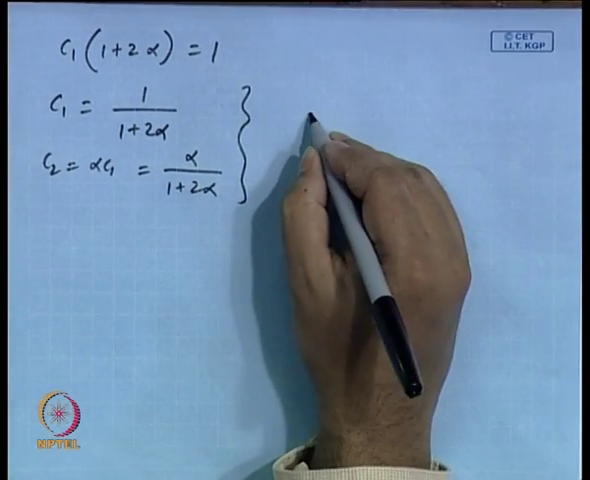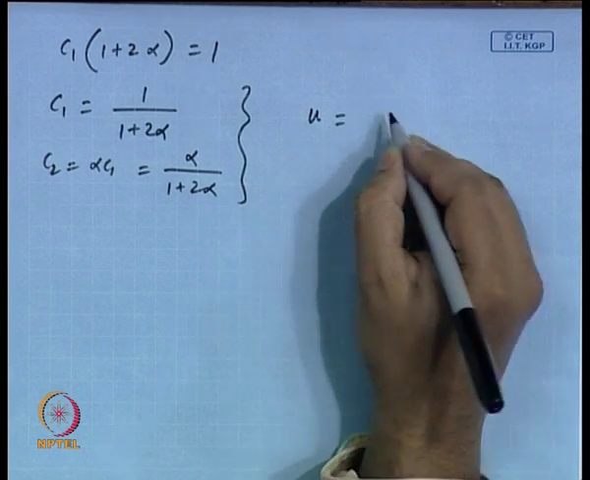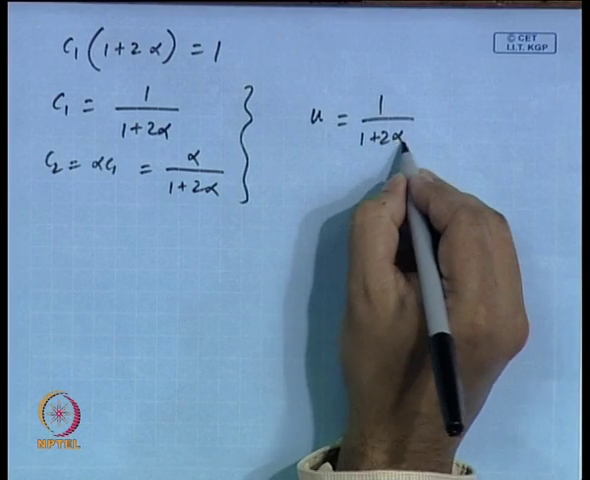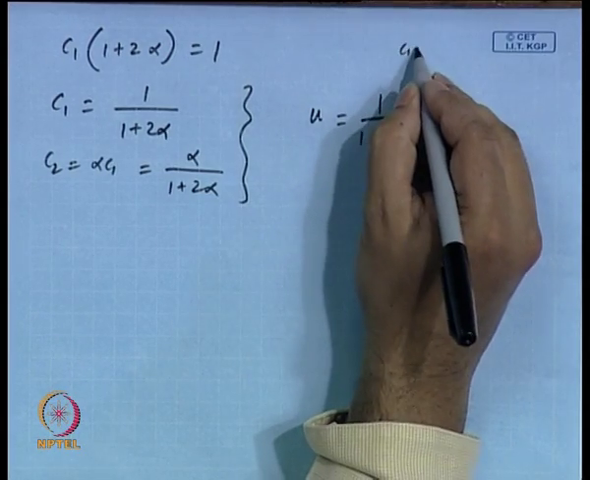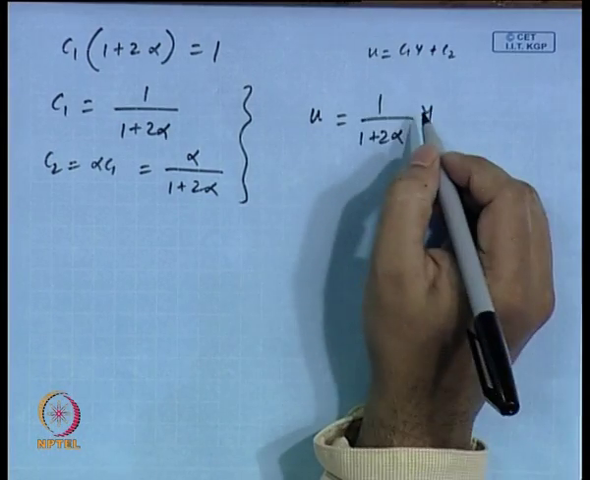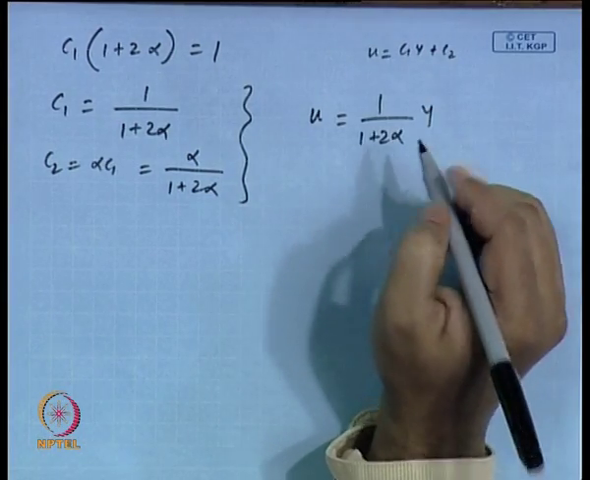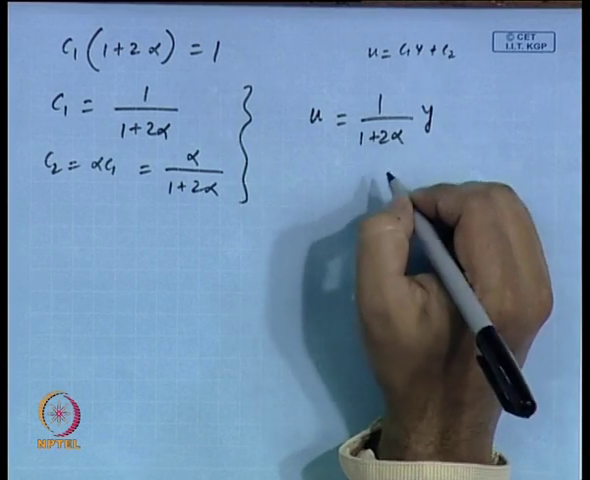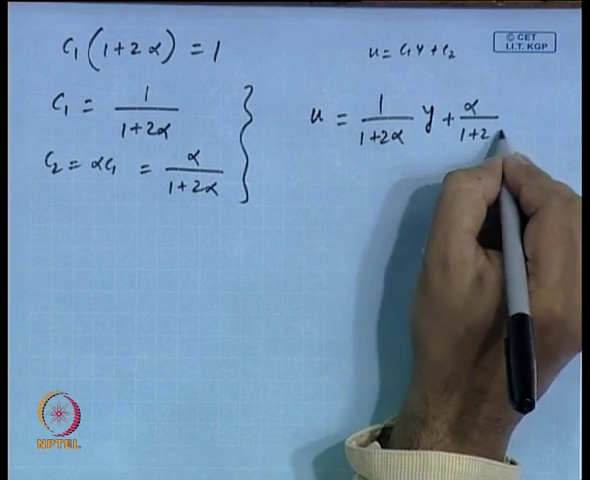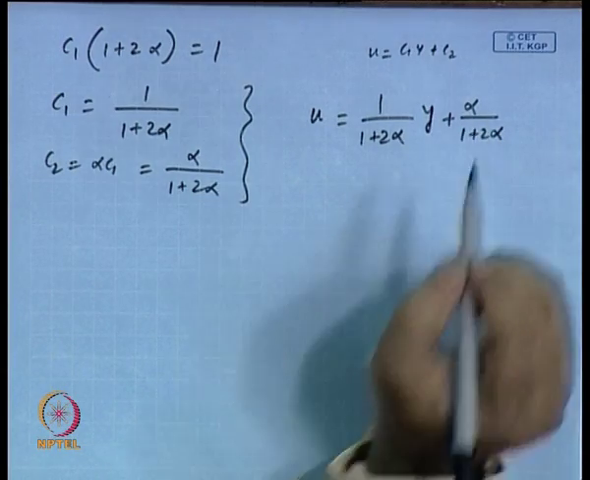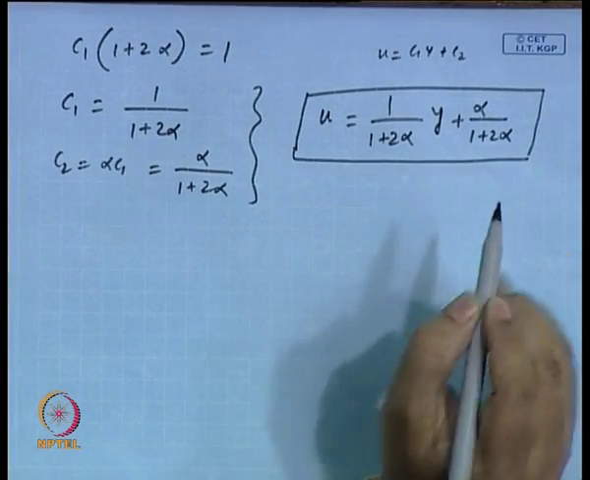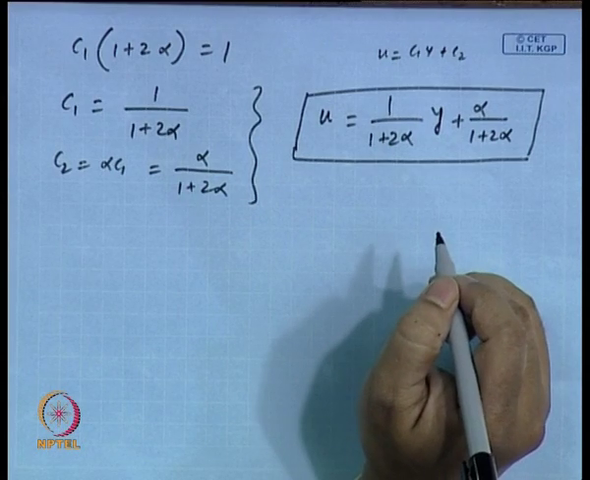So, if somebody now wants to write what is the expression for U, he will be writing U is equal to 1 by 1 plus 2 alpha into Y. U is what? C1 y plus C2, right? That was the general expression for U, but now we are putting this C1 and C2. So, U is equal to 1 by 1 plus 2 alpha y plus alpha by 1 plus 2 alpha, that is C2, that is a constant. So, this is the expression for U, considering slip flow boundary condition.